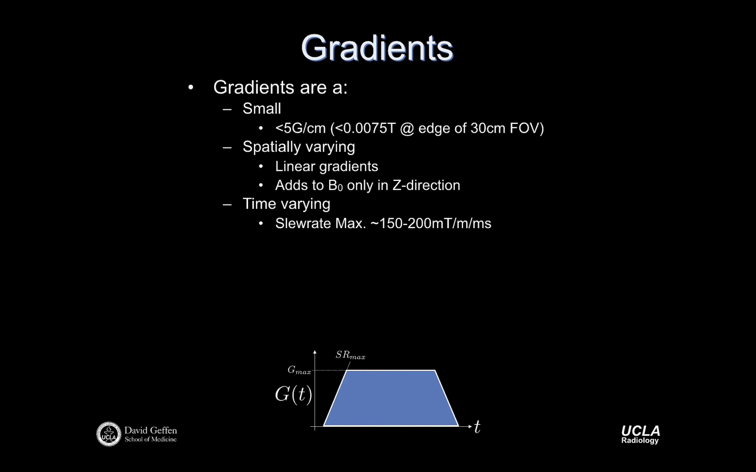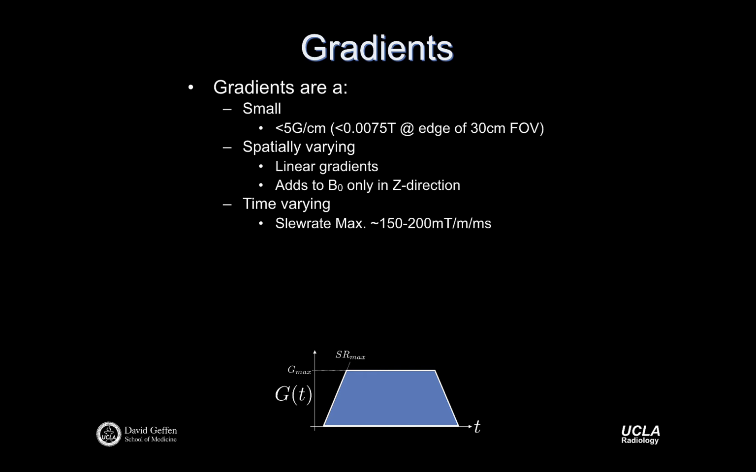It's like shopping for a car and horsepower or something, right? So you want to know what their Gmax is, and you want to know what their slew rate max is. And we'll talk about how these things play into safety and what it really means for imaging a little bit later. The typical max slew rates are, and units are a little bit of a thing here, but oftentimes reported in millitesla per meter per millisecond. That's the same as, you can drop the milli, Tesla per meter per second. So about 150 to 200.